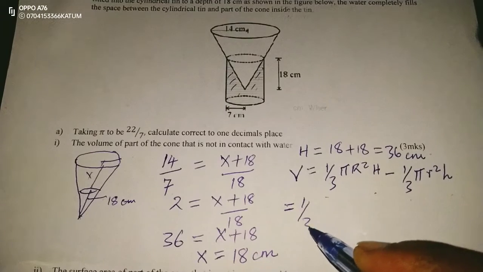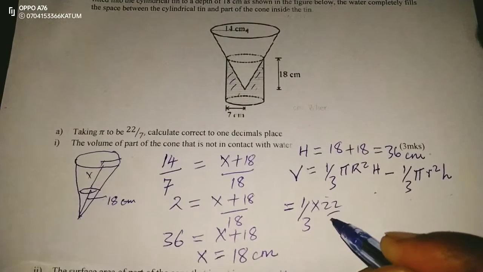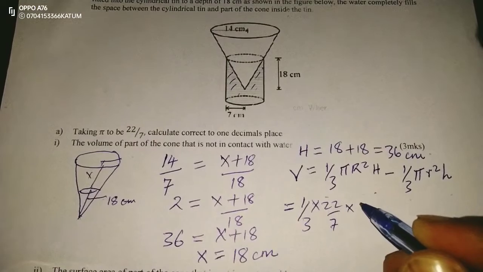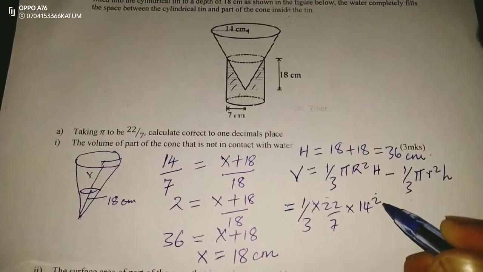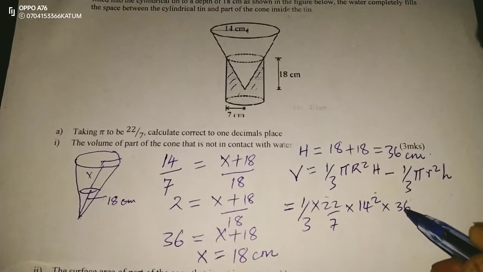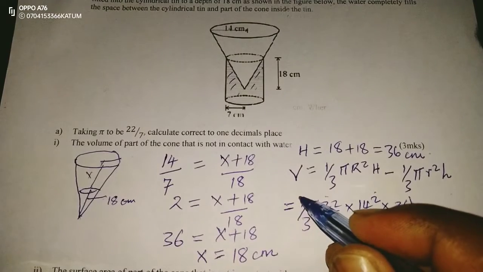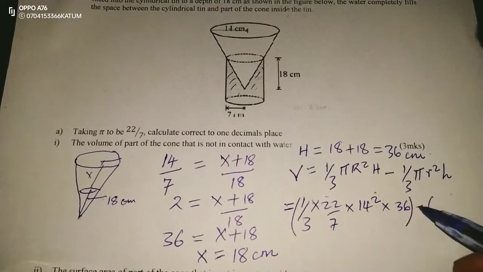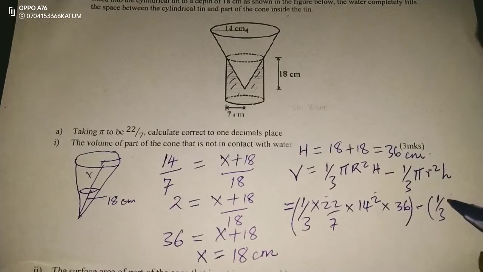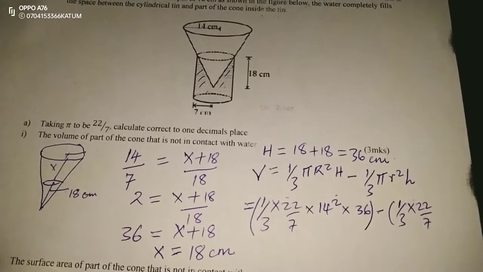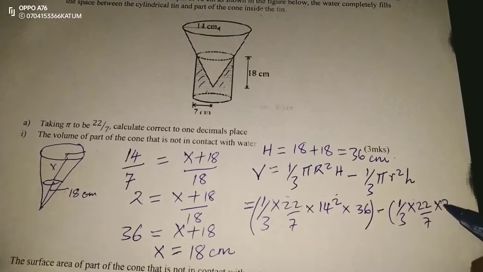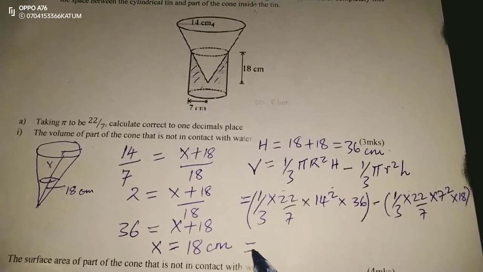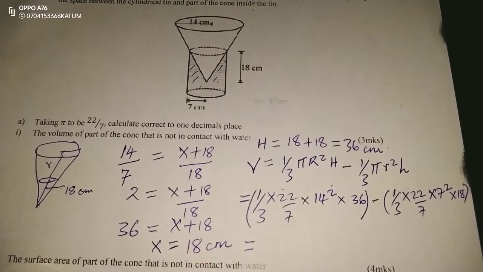So 1/3 pi r, 14 squared, times the h of 36. Then we subtract 1/3 pi r squared times a height of 18. So now we can get the two values.